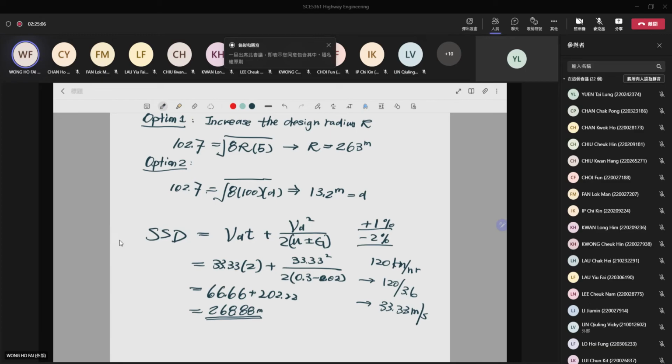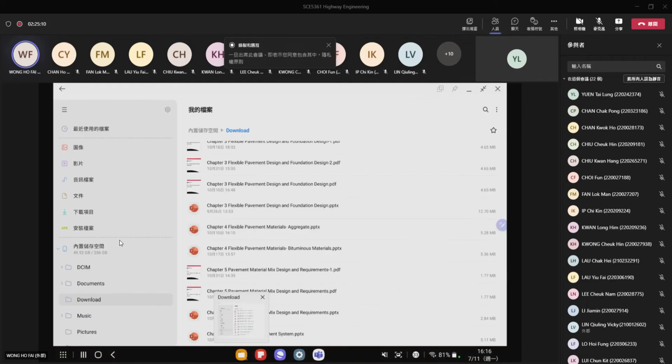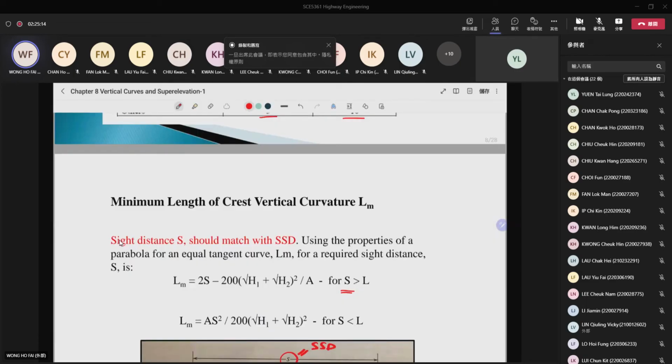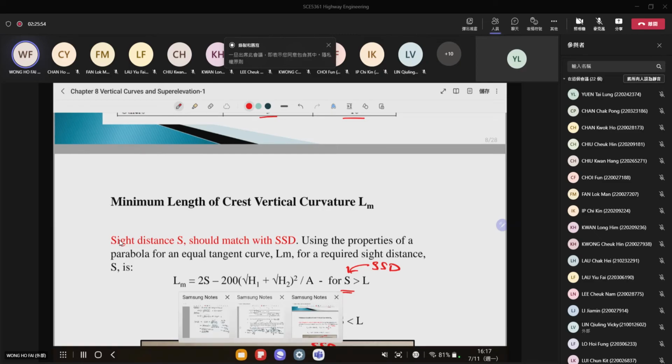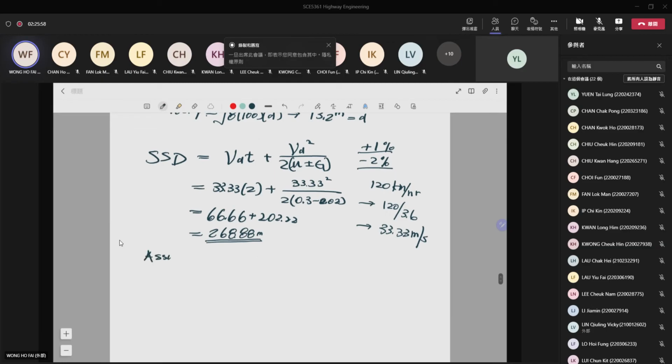Now I have two equations, if you still remember. One equation is for S, which right now is equal to SSD, being larger than L, or the other one where SSD is smaller than L. Now I don't know whether it will be larger or smaller than L, because L is unknown. So I don't know the answer. For that, I will assume the first condition first, because I don't know whether it's correct or not. So I will assume SSD is larger than L.